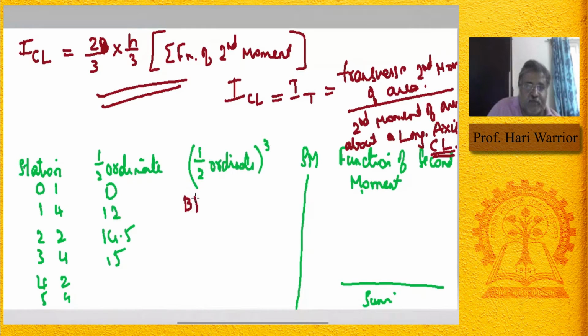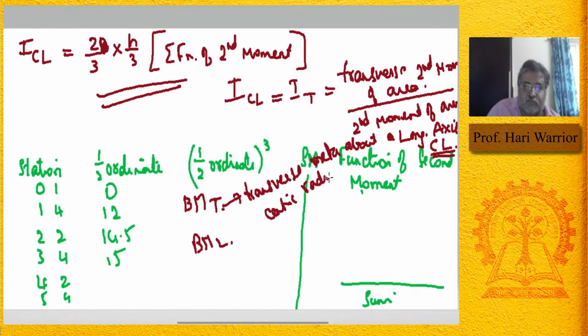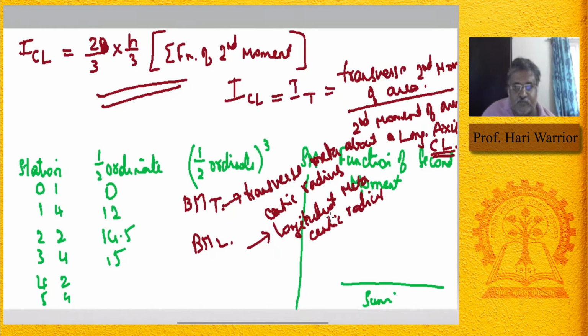First of all, I should tell you what BM it is. You have 2 types of BM: BMT and BML. BMT is the transverse metacentric radius, and BML is the longitudinal metacentric radius.